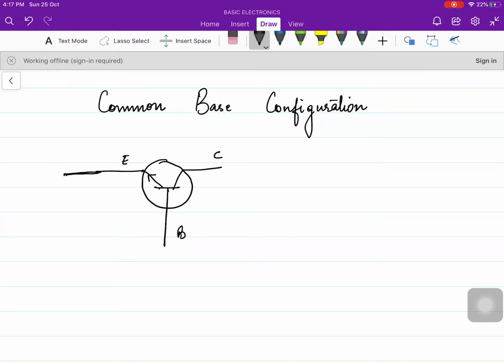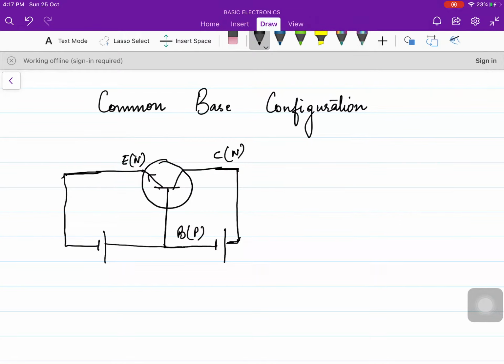So emitter base junction, this is of N type, this is of P type, this is of N type. In order to make it forward bias, I need to connect the battery such that the negative terminal is connected to the N type semiconductor and the positive is connected to the P type semiconductor. Similarly, in order to reverse bias the collector base junction, I have to connect the N type semiconductor of the junction to the positive terminal of the battery and negative terminal to the P type semiconductor. So this is the common base configuration.